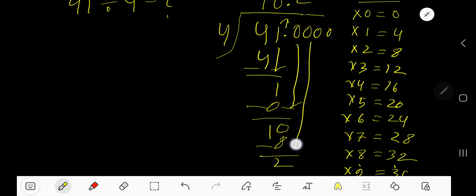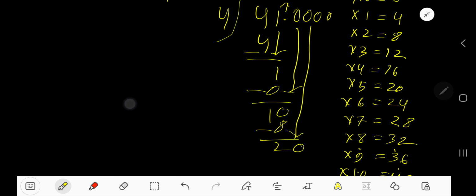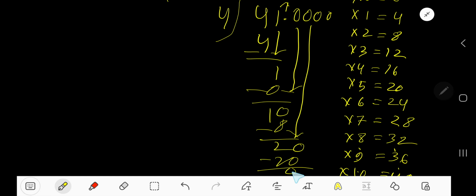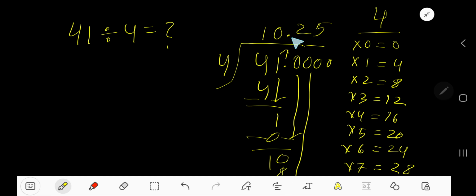Subtract, 2. Bring down another 0, 20. 4 goes into 20 how many times? 5 times. Right, 5 here. 5 times 4, 20. Subtract, 0. As our remainder is 0, we are done. So our answer is 10.25.